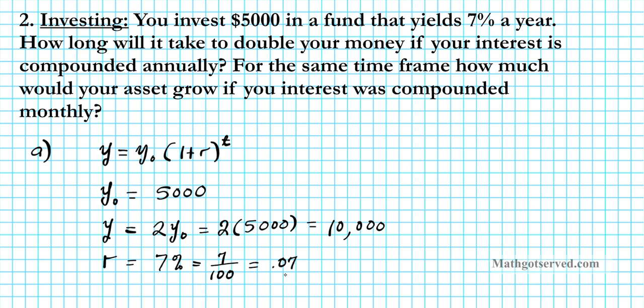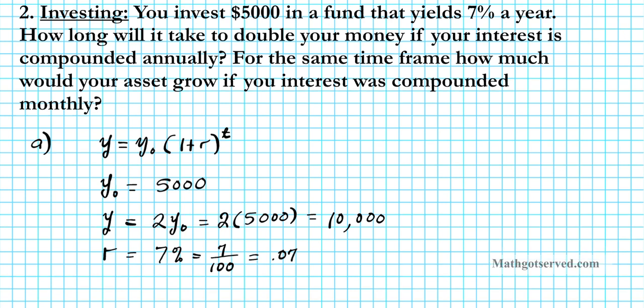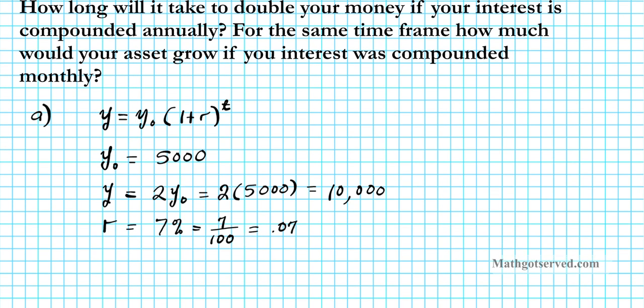And the time is how long it takes for your money to double. That's what we're looking for. We don't know what that is, okay? So I'm going to plug all these pieces of information into our formula for calculating exponential growth, and then we're going to determine what t is, okay? So we have 10,000 as y equals 5,000 for y sub 0 times 1 plus 0.07 raised to the t, okay?